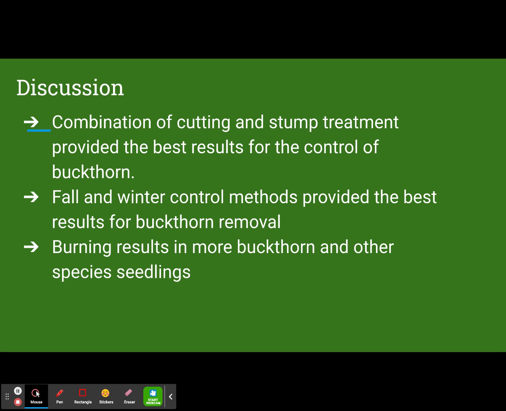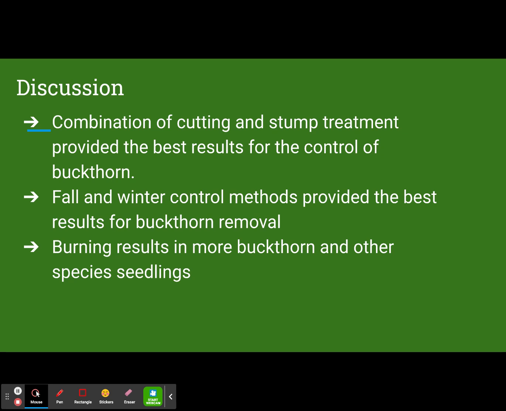The data shows that the best control method for buckthorn is a combination of cutting and applying an herbicide. The combination of these two treatments left buckthorn with zero resprouts. However, buckthorn also had zero resprouts when cutting during the fall and winter seasons. Burning after cutting, no matter what other control methods were combined with it, results in more seedlings of native species.